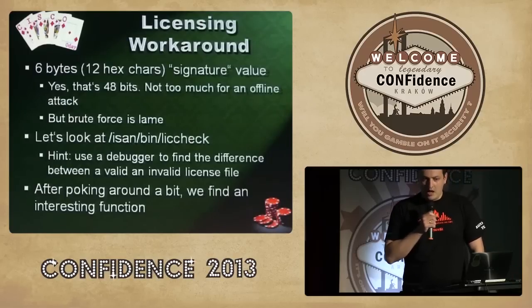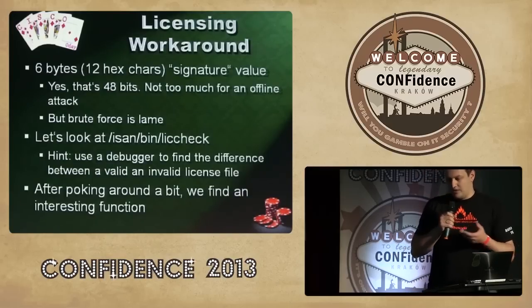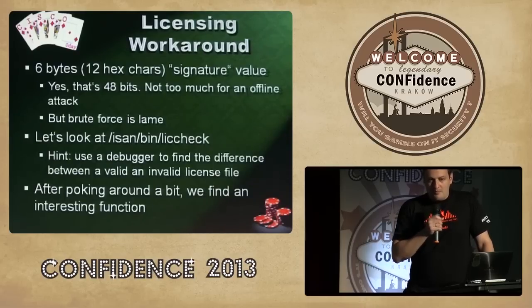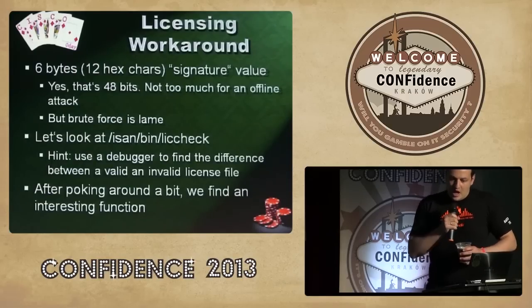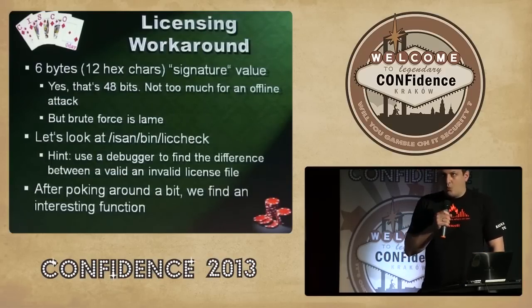So that's 48 bits. We're talking about an offline attack here because it's a licensing file, so there's no need to be online in order to validate it, because the Nexus is able to validate the license offline, obviously. So that's not too much for an offline brute force attack. But then again, brute force is kind of lame, and I was kind of lazy and didn't want to write the code for it, so we decided not to do it, but rather to dig further into what the code actually does in order to validate a license.